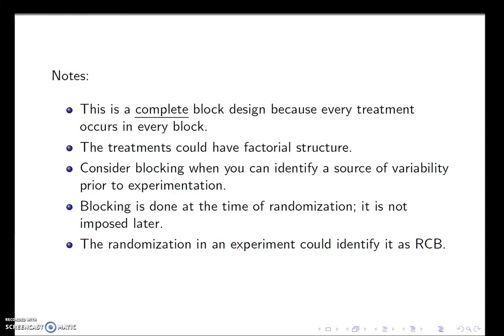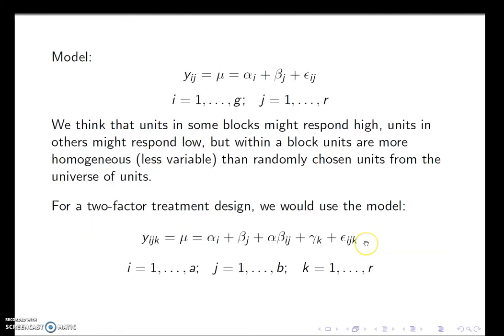Blocking should really be assumed, I think. If you know of some source of variability prior to experimentation, and that source of variability is just not interesting to you, but is not something that you can get around, okay, it's not something you can just eliminate. Blocking is done at the time of randomization. It shouldn't be imposed later, or it cannot be imposed later. Finally, randomization in an experiment could identify it as a randomized complete block.